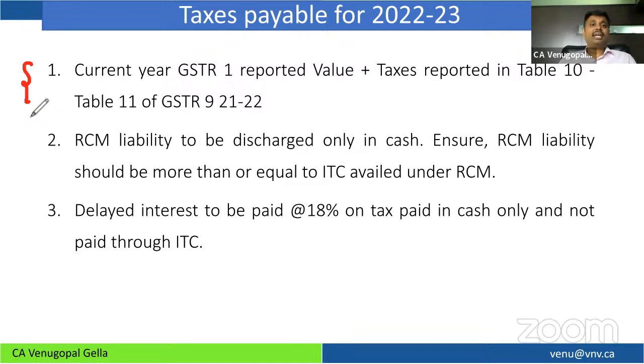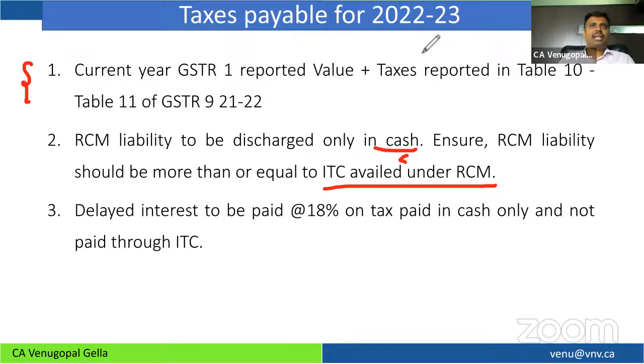Check whether you have taken the ITC or not. If you have an accumulated ITC and you are reporting and adjusting all the liability in 3.1A, that means you have not discharged the reverse charge liability. It is mandatory that the reverse charge liability be discharged in cash only. You have to ensure it is in cash, and check that the ITC that you have availed under RCM should be lower than or equal to the liability that you have discharged.